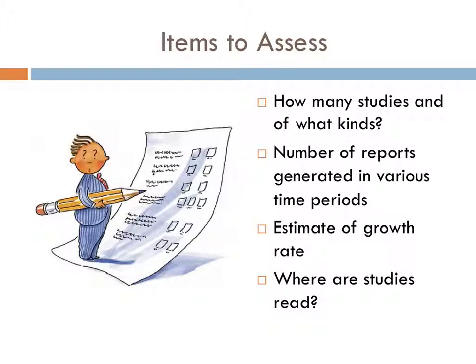You need to look at the number of reports generated in various time periods, so per day, per week, and so on. You need to estimate the growth rate of your facility. Will you be growing in the next year or so? This is usually necessary to see the expansions of your site in the future to determine your PACS needs. Where are studies read? Are they read on site, or are film images moved from location to location via a courier? This is important in estimating the necessary network capacity that is needed for PACS.